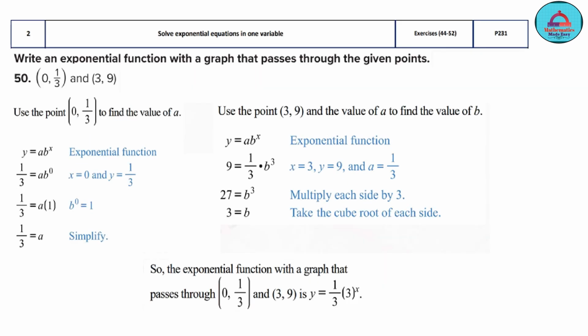Here on the screen, I have provided for you the step-by-step working of your question number 50. Please do check your answers and let me know in the comment section how many of you got the correct answer.